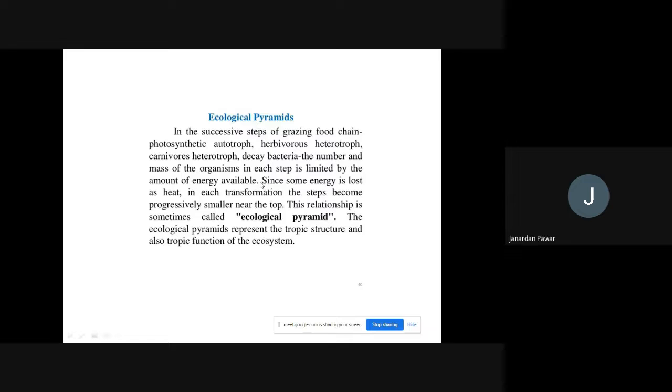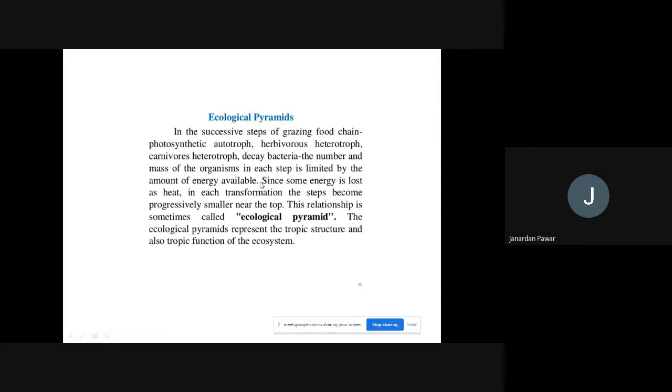Since some energy is lost as heat in each transformation, the steps become progressively smaller near the top. So as I told you, when we transfer the energy from one form to another form, there may be a possibility of destruction of energy, or energy is lost in the transferring process. This relationship is sometimes called ecological pyramid, and whenever we find this kind of relation in transferring energy from one source to another, or one trophic level to another trophic level, it is called an ecological pyramid.